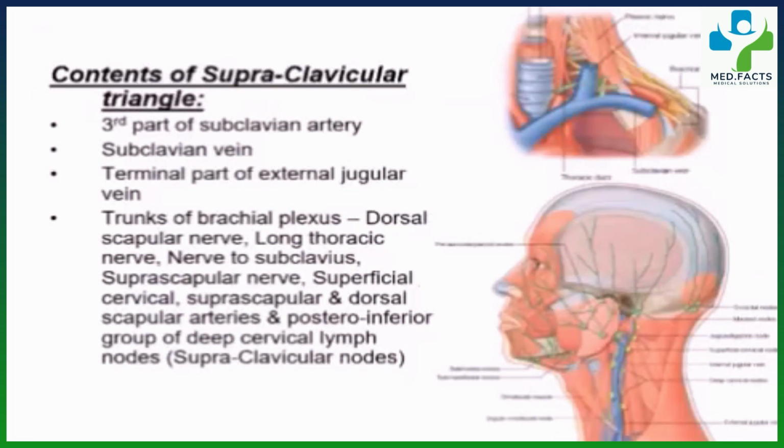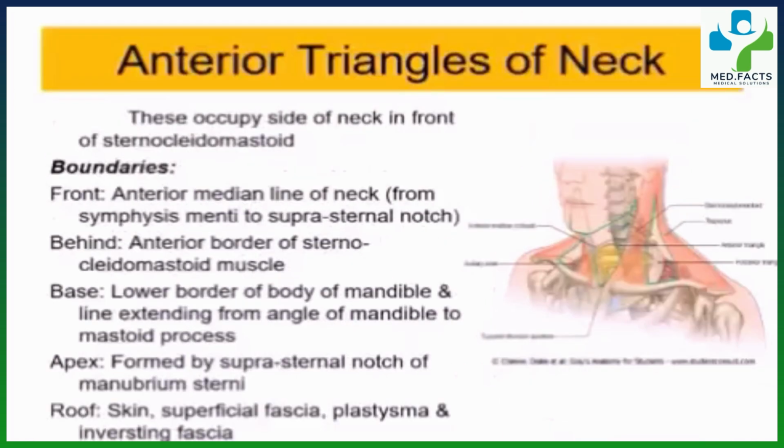So these are some of the important contents. One is the subclavian artery, the subclavian vein, and part of the brachial plexus, which will be supplying the upper limb. So these are some of the very important structures which are either going to the upper limb or coming from the upper limb, and these structures are very important contents of the upper limb. That's why this triangle is very important, even though it is very small.